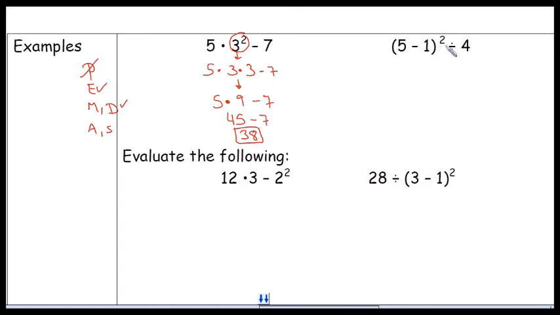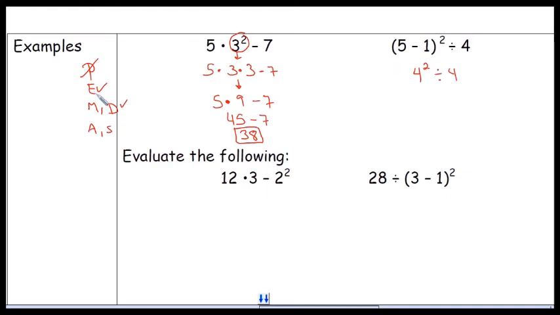Parentheses first. So 5 minus 1 is what I need to do first. 5 minus 1 is 4. So now all I have is this little exponent, and then I have my division by 4. So 4 to the second power divided by 4. What do I do next? The exponent or the division?